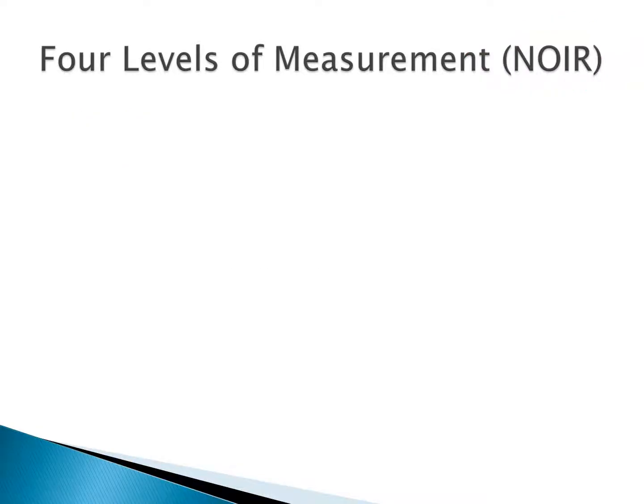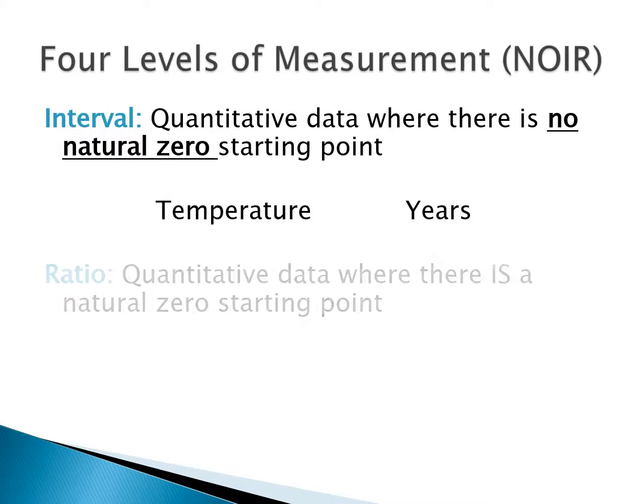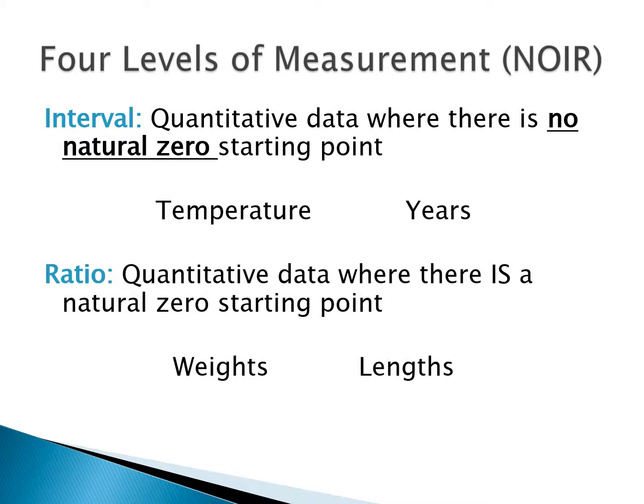These next two are really similar and they're a bit confusing, so I'm going to clear them out right now. The I is for interval and the R is for ratio. They're both quantitative, and the difference is that in interval, there's no natural zero starting point. In ratio, there is a natural zero starting point. Thought of another way, in interval, it's possible to have negative values. So if you think about temperatures or years, it's possible to have negative temperatures. Years, even though we don't write them with negative values, it's possible to go below year 0 and into the BC years. With the ratio level of measurement, it's not possible to have negative values.